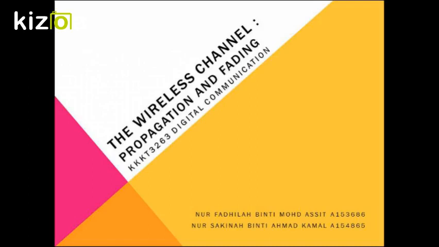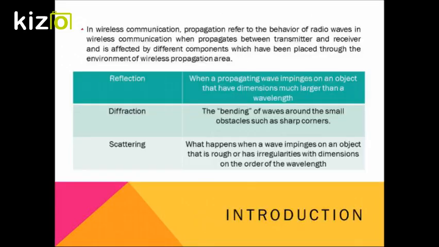In short, Okumura fading is used in large-scale fading to capture the average characteristic of the channel over hundreds of wavelengths, whereas in wireless communication, propagation refers to the behavior of radio waves when they propagate between transmitter and receiver and is affected by different components which have been placed throughout the environment of the wireless propagation area. Those components would be reflections, diffraction, and scattering that create multiple propagation paths, each with a different delay.